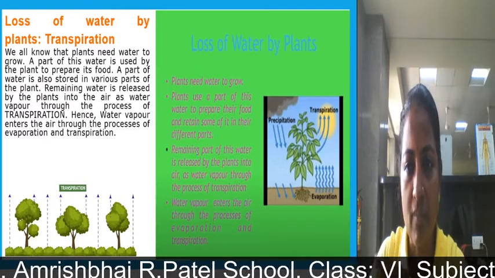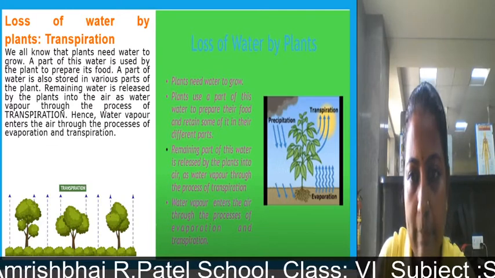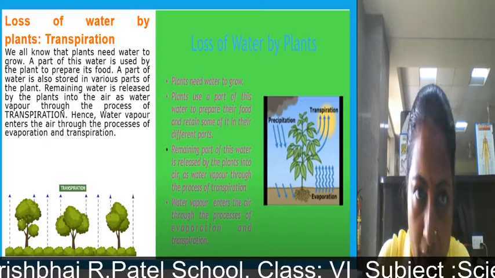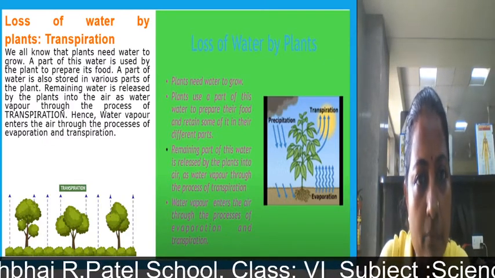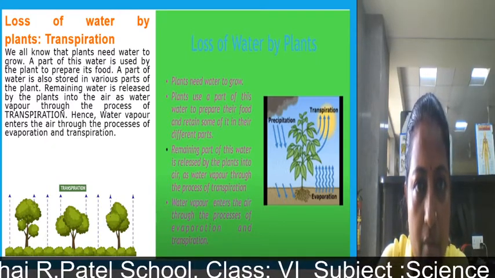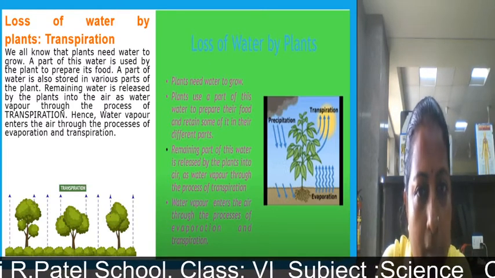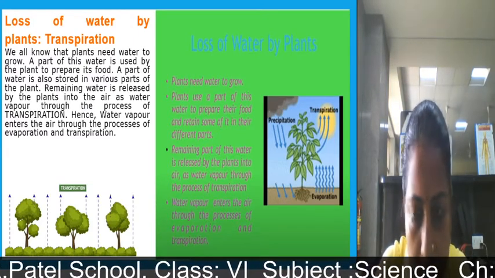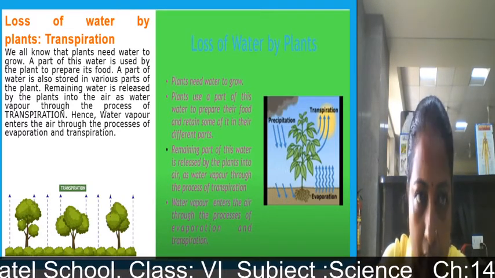On the surface of the leaves, tiny pores are present, meaning transpiration takes place through pores that are called stomata. Loss of water by plants: plants need water to grow. Plants use a part of this water to prepare their food and retain some of it in different parts. The remaining part of this water is released by the plants into the air as water vapor through the process of transpiration. Water vapor enters the air through the processes of evaporation and transpiration.